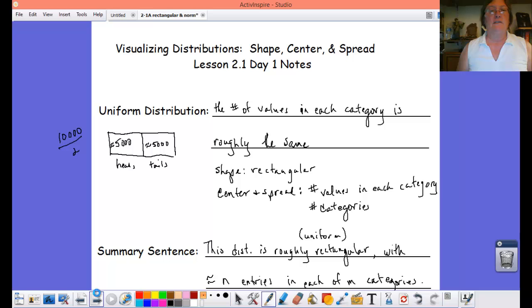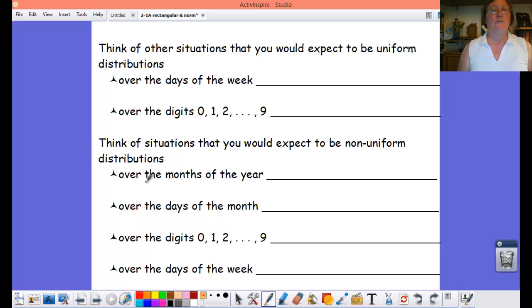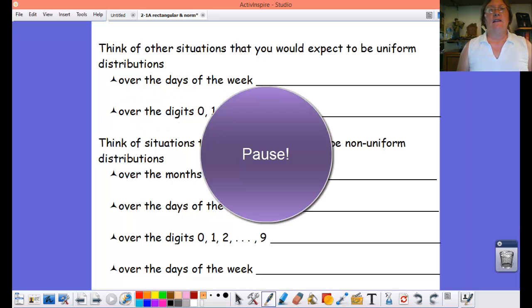Now I've showed you one distribution that would be relatively uniform, and that is flipping a fair coin over a large number of times. I'd like you to think of a couple other situations that you might expect to be uniform, and I'd like you to begin with across the days of the week. So think about something that happens relatively the same number of times each day of the week. Then I'd like you to do the same thing with some distribution that you think might be relatively uniform over the range of digits from 0 through 9. Will you pause the video and see what you can come up with?